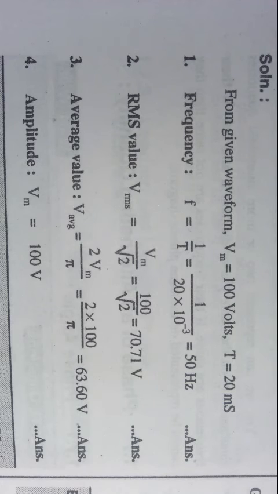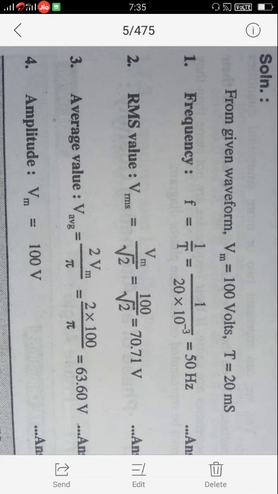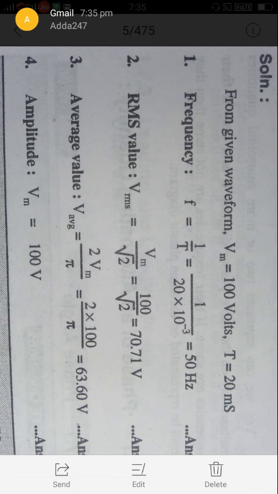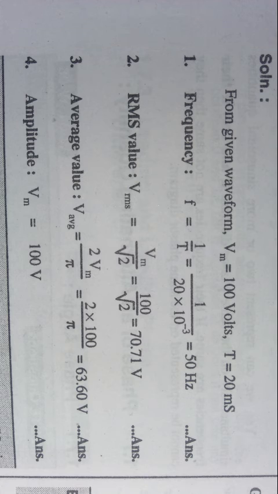70.71 volt. Now we will calculate the third parameter, the average value. V average is equal to 2 Vm upon pi, that is equal to 2 into 100 upon pi, and the answer comes 63.6 volt. Now we calculate the fourth parameter, that is amplitude, that is maximum value, and it is given in the waveform directly. Vm is equal to 100 volt.